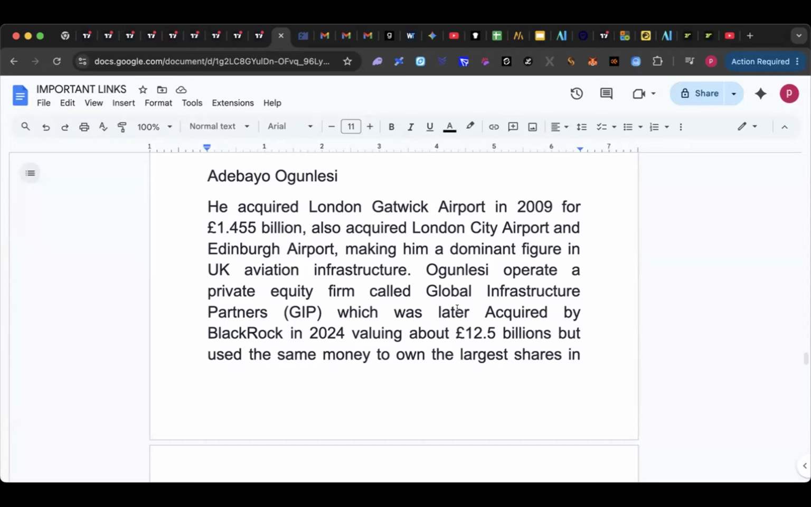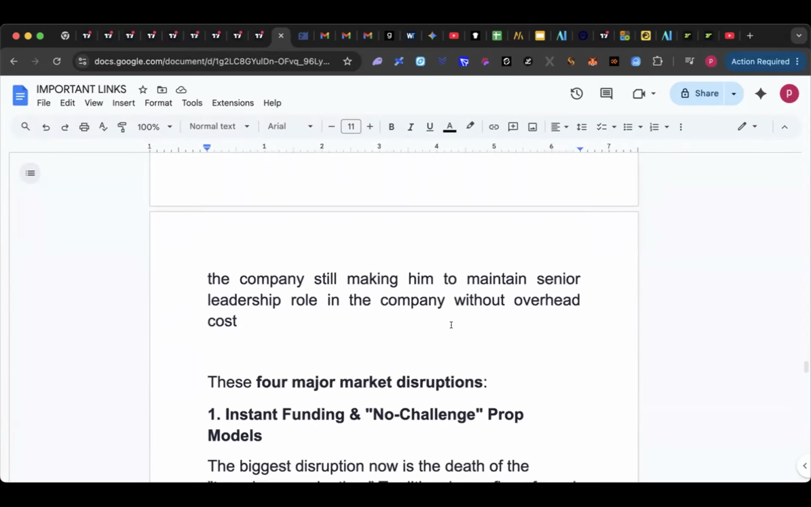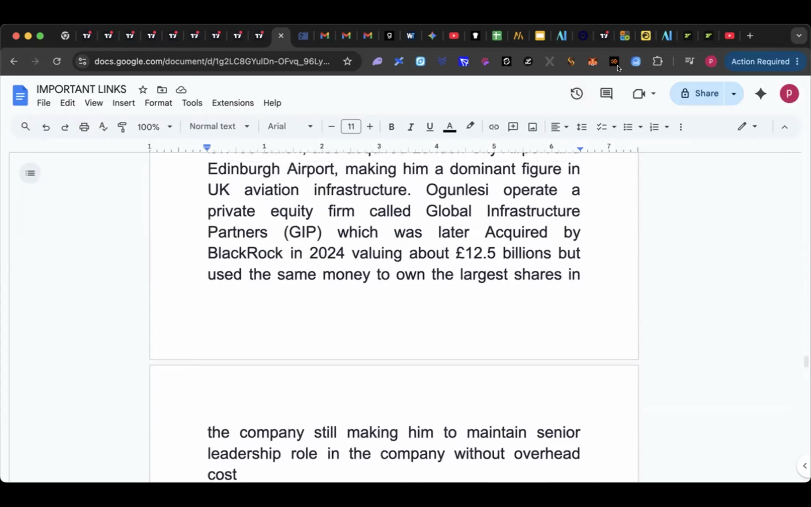Later, he put up the whole infrastructure for sale, and a company called BlackRock acquired it in 2024, valuing it at about $12.5 billion. But that's not the issue. He has sold the whole company. What did he want to do? Run away? No. He sold the whole company. BlackRock is now in charge. He's not in charge, but see what happened. He used the same money to own the largest shares in the same company, still making him maintain a senior leadership role in the company without overhead cost. How many of you want to change your financial status?